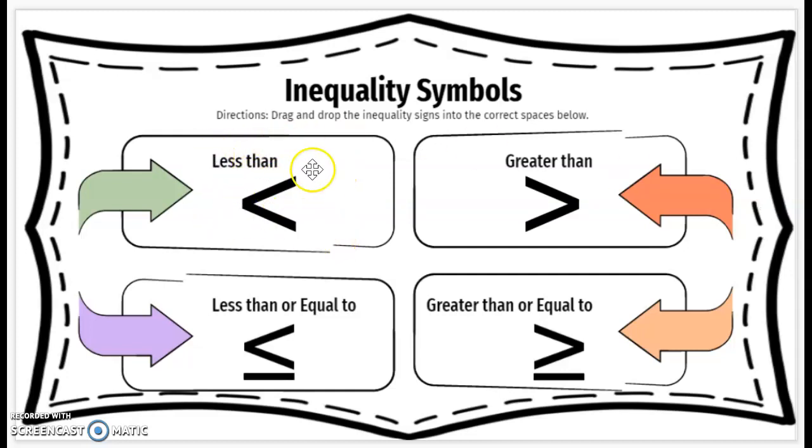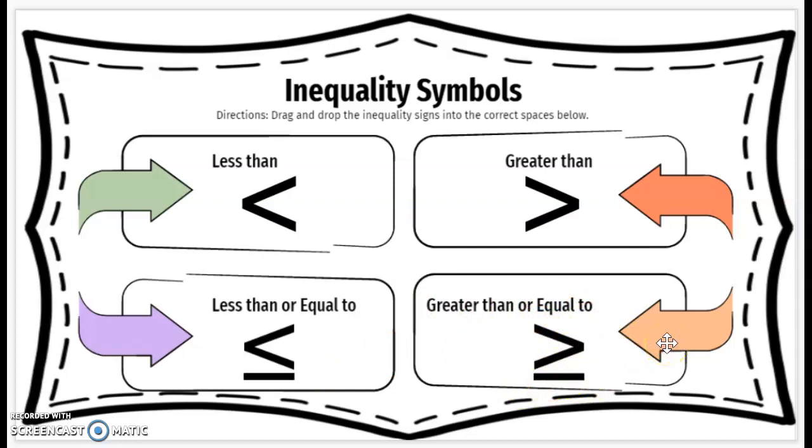This is less than, with the pointy part to the left. Greater than, the pointy part points to the right. Less than or equal to, you have the less than sign with the line underneath. This is very important. Greater than or equal to, you have the greater than symbol with the line underneath.